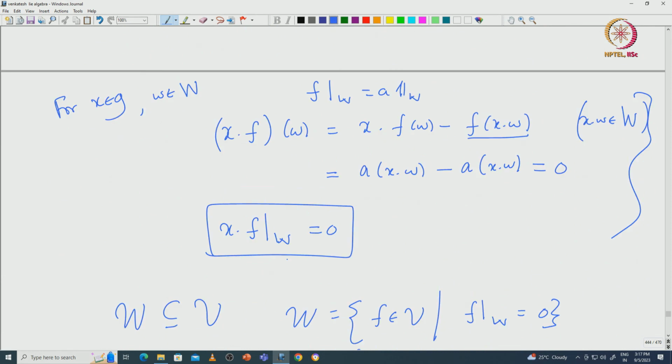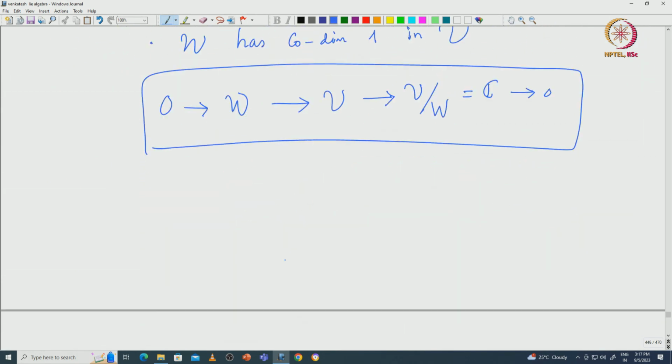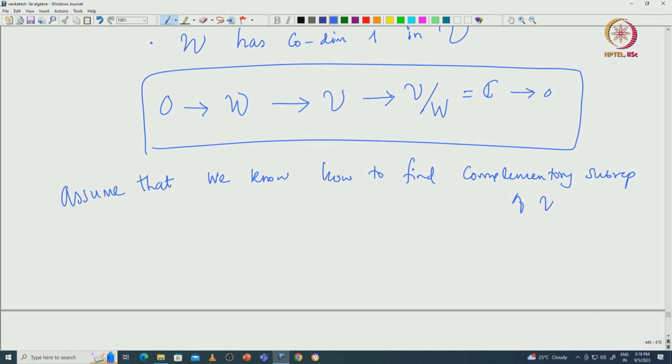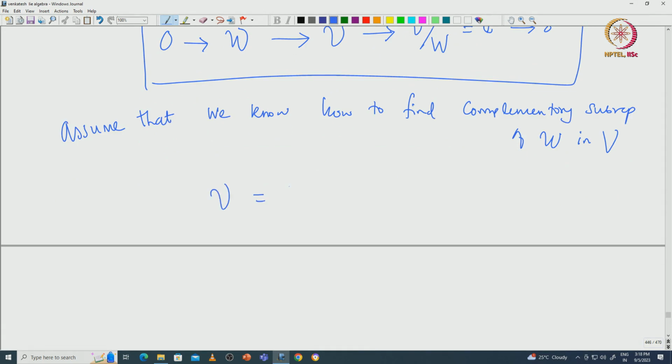Now, let us say in this situation we know how to solve this problem. Let us say this sequence actually splits. So, assume that we know how to find a complementary sub representation of W in V. That means V can be written as W direct sum W dash.